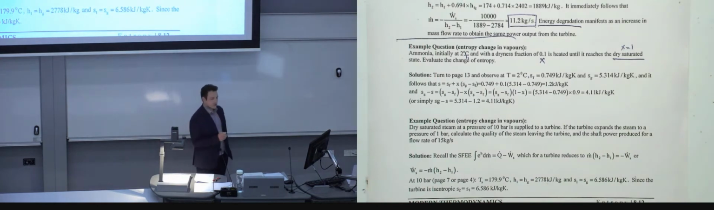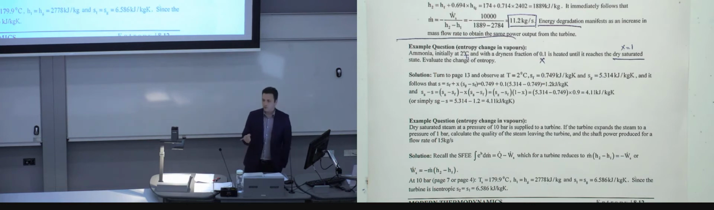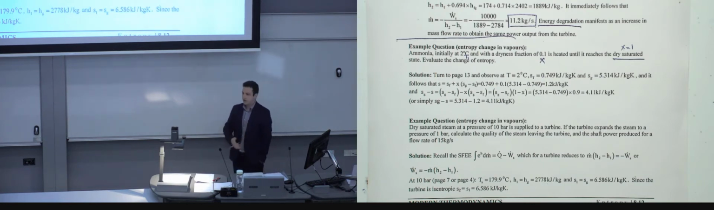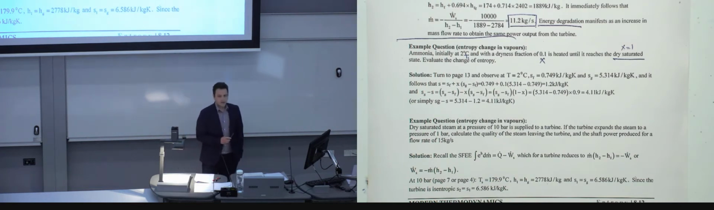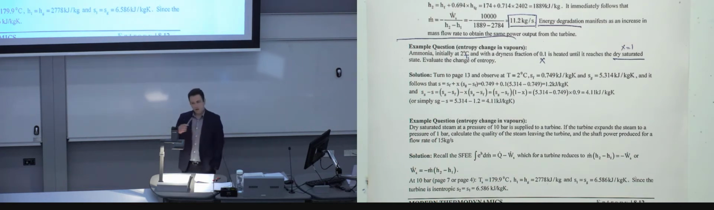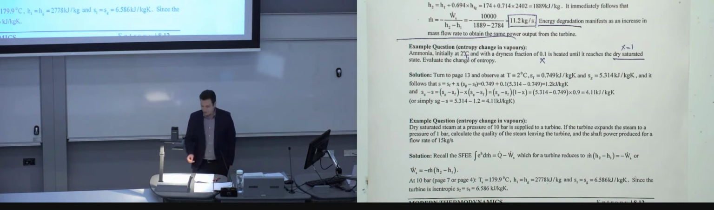Whenever it's dry saturated, you're dealing with things which have subscript G: SG, HG, VG, etc. So we want to find out the change in entropy. We've done lots of similar examples in the past, but without looking into entropy. You've done the same thing for enthalpy, for the specific volume, and other things. This is now just focusing on entropy.